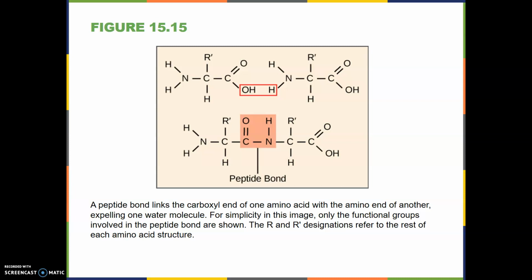This is showing you how a peptide bond forms. Water is removed by removing the OH from the carboxyl group of one amino acid and the H from the amino group of another amino acid. After the water is removed, the carbon and the nitrogen then form a covalent bond. That's called a peptide bond.